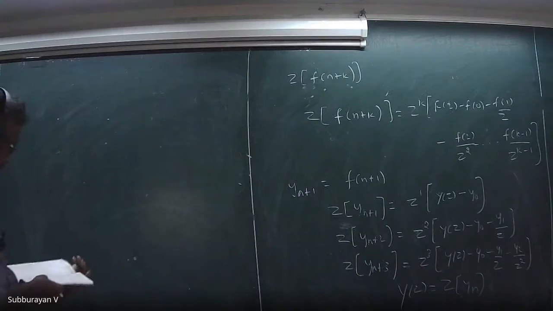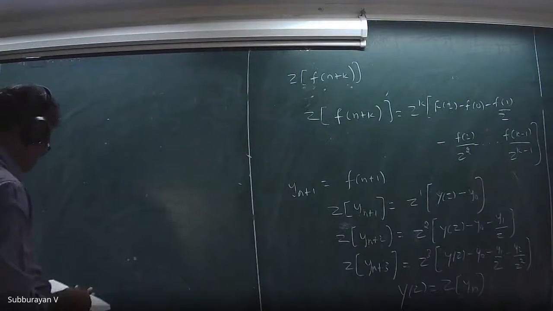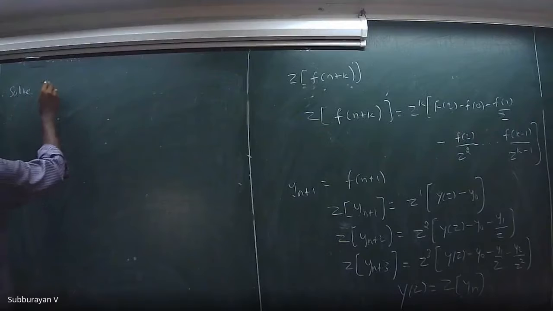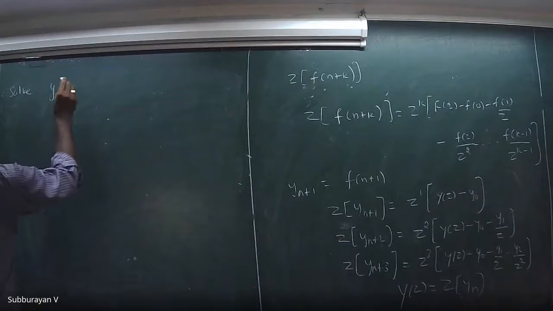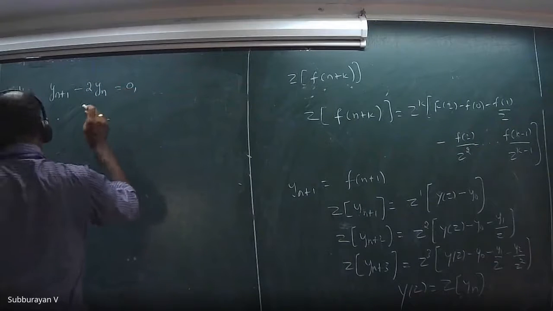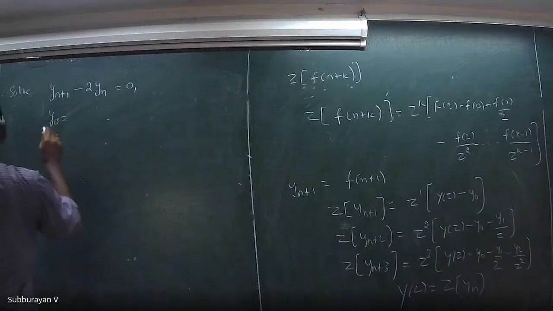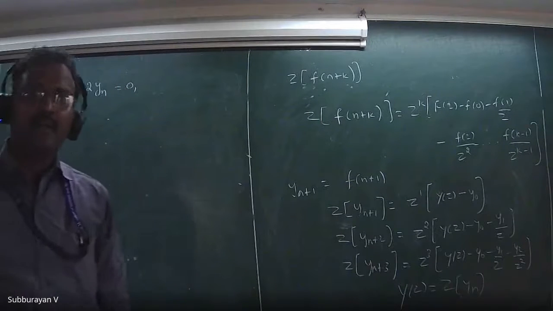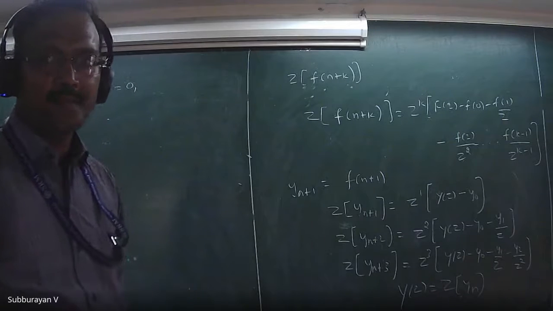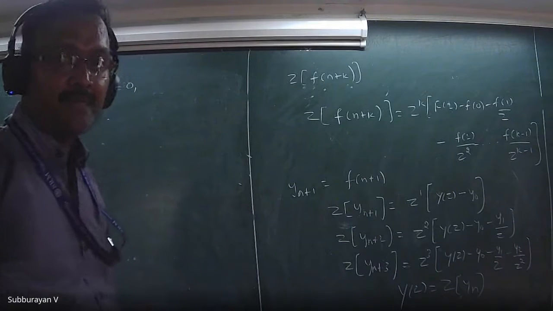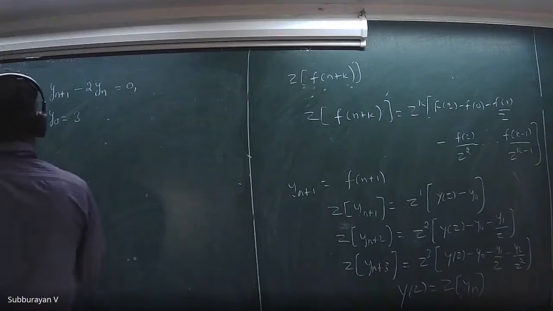The first problem is: solve y(n+1) minus 2 y(n) equal to 0 with the condition y0 equal to 3. Luckily the right hand side is 0, so no need to calculate anything similar to the particular integral. If the right hand side is a non-zero term, then you have to find one more term that is similar to the particular integral.